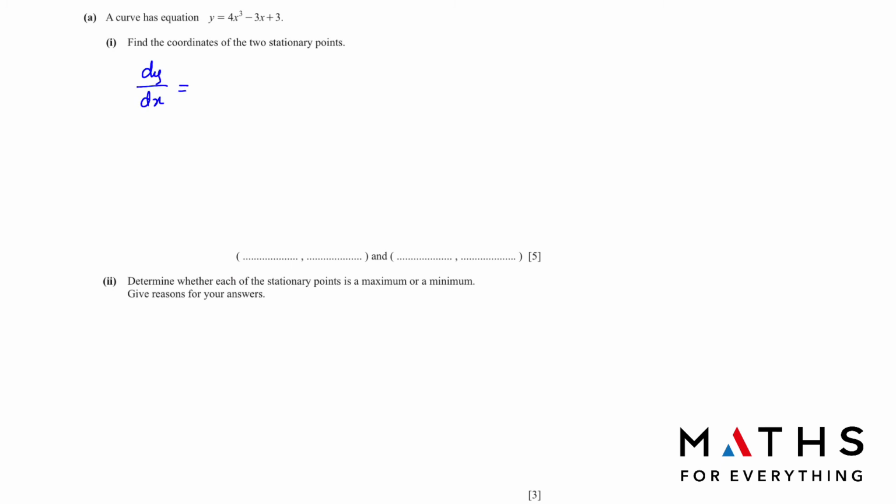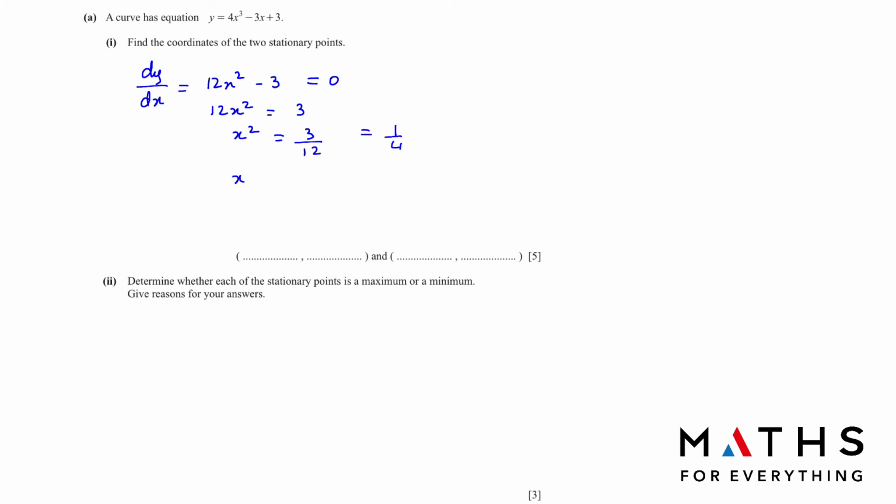For differentiation, you multiply 4 by 3, 12, and minus 1 from the power. 3 minus 1, 2. Negative 3x will be negative 3, and the differentiation of 3 is 0. Make this equal to 0. You have to make x the subject. Divide 3 by 12, you will get 1 over 4.